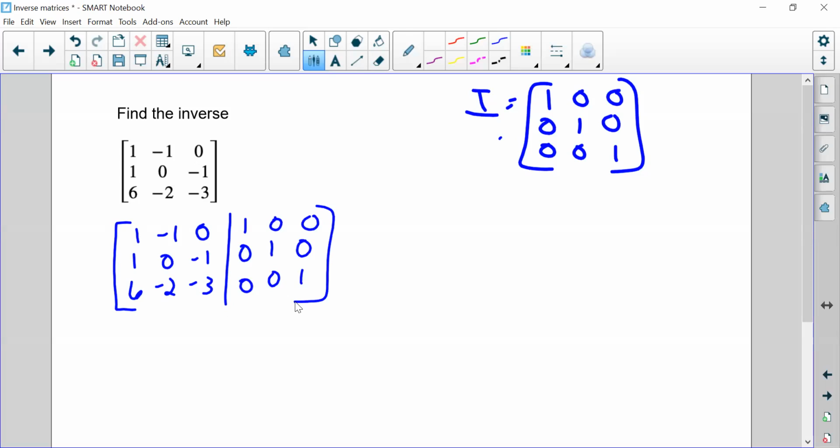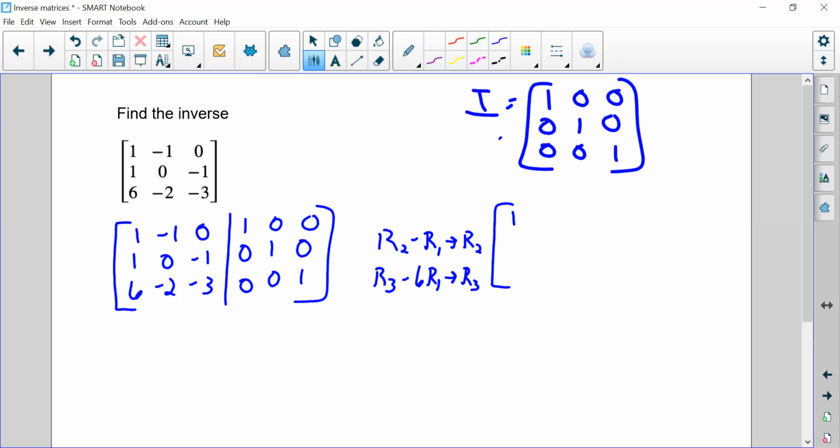Now the operations I do might be slightly different than what you did, but at the end you should get the same answer. Your inside matrices might look different. There are multiple ways to get to the same answer. Because I got a 1 there, I'm going to try to get 2 zeros here. So I decided to do R2 minus R1 for my new R2, and then R3 minus 6 times R1 for my new R3.